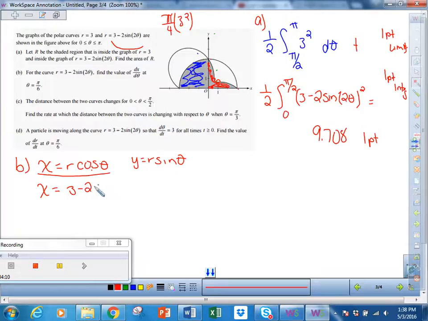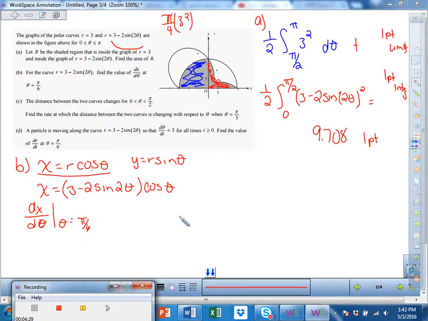Okay, so then we get x is equal to 3 minus 2 sine 2 theta, times cosine theta. And they want us to find dx d theta when theta is equal to pi over 6. Now, how would you do that? What's the best way of finding this? By hand? This is calculator active. So you would be in just your regular mode on your calculator, on the home screen. Well, you could be in polar mode. It doesn't matter. But you would be on the home screen, and you would do d dx d theta of this, and evaluate it at pi over 6 using your derivative function on your calculator.